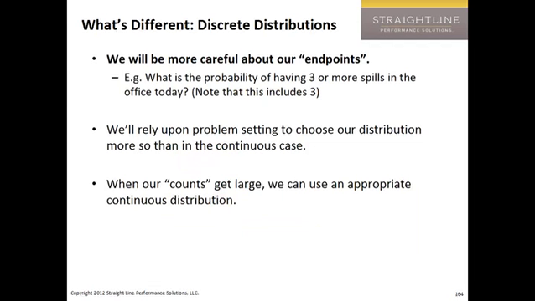Okay. What's different about these is that a discrete distribution can only take on certain values. So, for example, what's the probability of having 3 or more spills in the office? Well, we aren't going to talk about 3.1. What's the probability of having 3.1 spills? There's no probability assigned to that. Or you can think of if we roll a die, what's the probability that we get 3.5? It's 0. That's where we use a discrete distribution. It can only take on certain individual values.